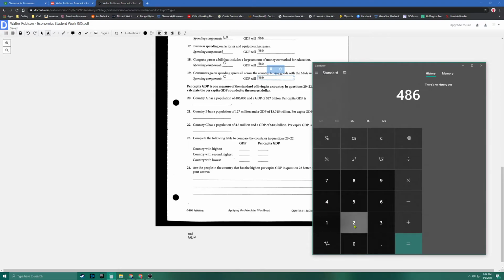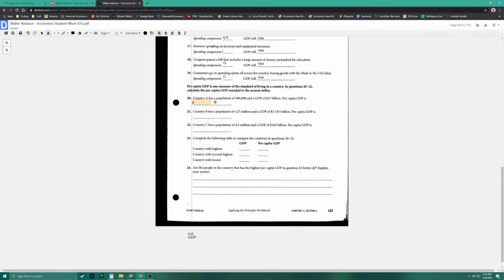So you got 486,000. Okay. And then you want to divide 27 billion by that. Did I do it right? So 27 billion. All right, so what you get is essentially $55,556 per person. So in this case, what we're going to put down is 55,556, because you want to round it to the nearest dollar.